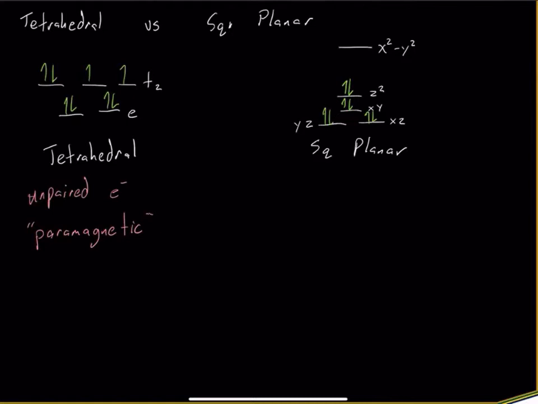Whereas when we look at our square planar case, we have all of our electrons paired up. The way we describe this is diamagnetic. And so there are no unpaired electrons in our square planar complex.